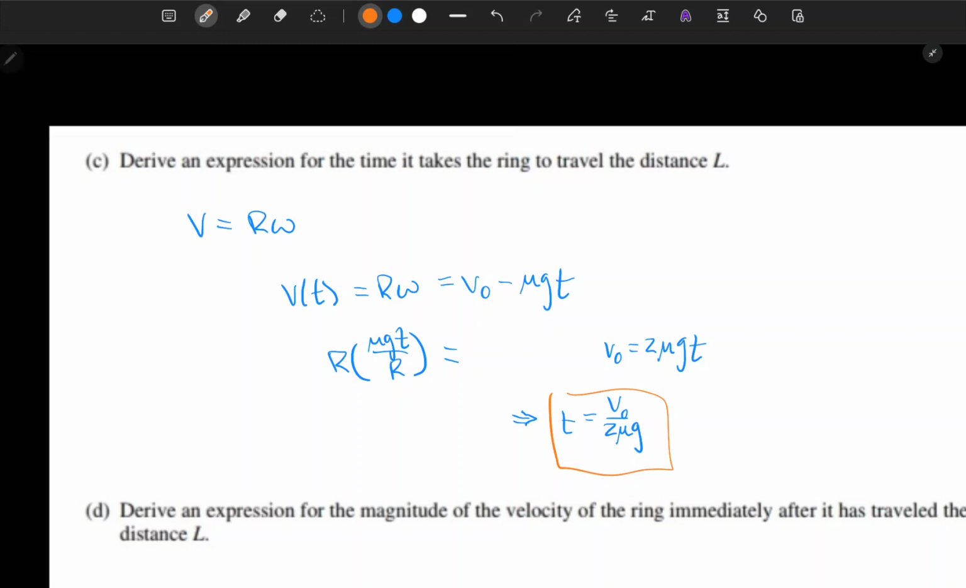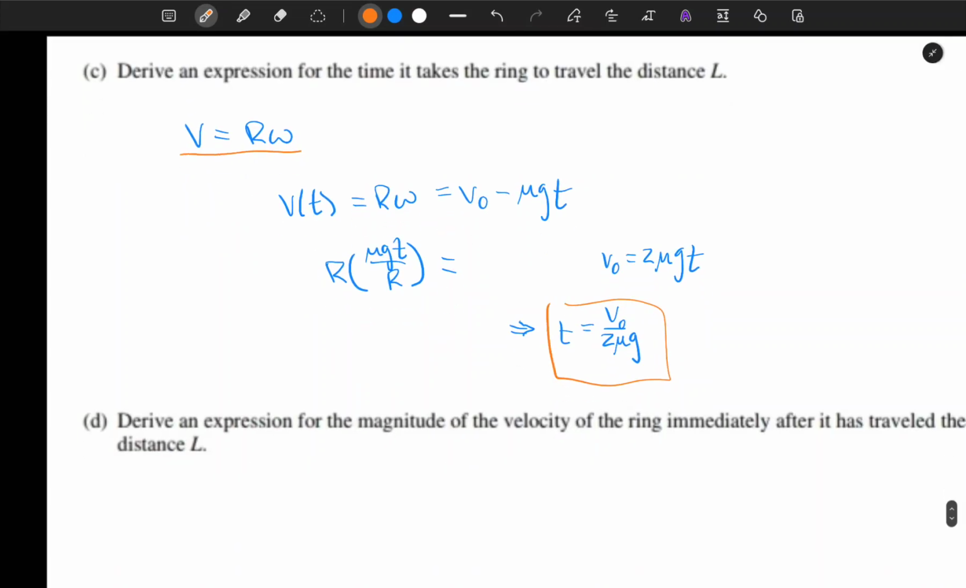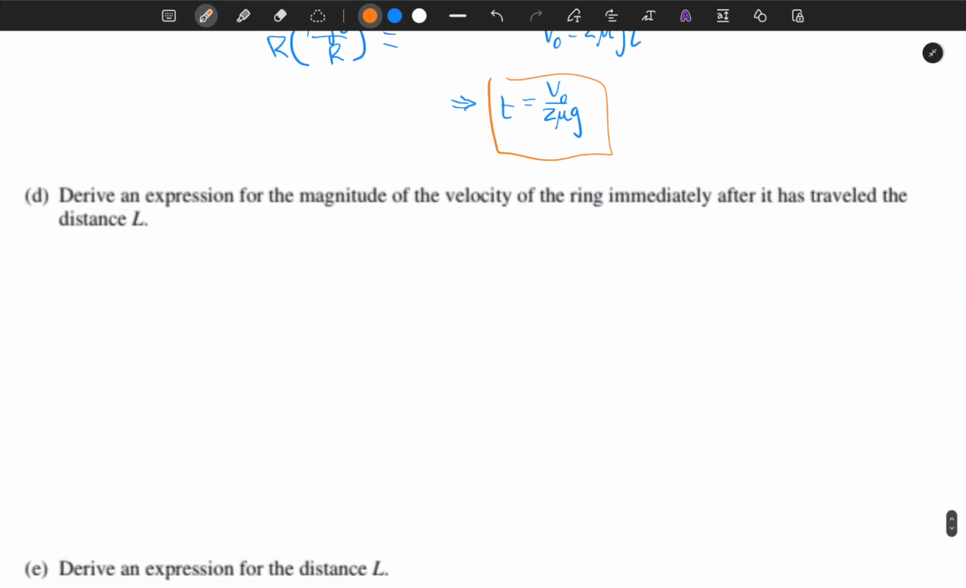Students here get 1 point for noting that the linear speed when slipping stops is equal to r omega. The student also receives 1 point for the correct answer. Next, we wish to derive an expression for the magnitude of the velocity of the ring immediately after it has traveled the distance L.